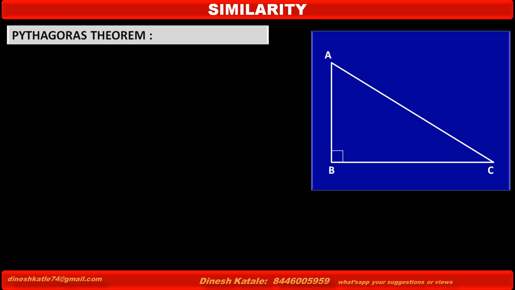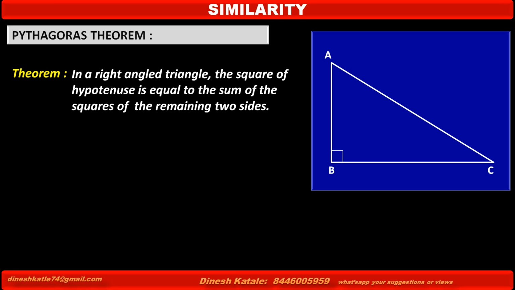Now we have to prove this Pythagoras theorem. This theorem states, in a right angle triangle, the square of the hypotenuse is equal to the sum of the squares of the remaining two sides, meaning the square of base and the square of height.